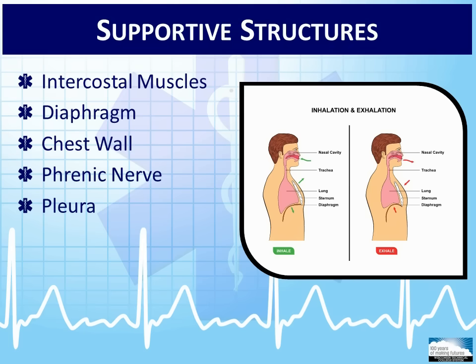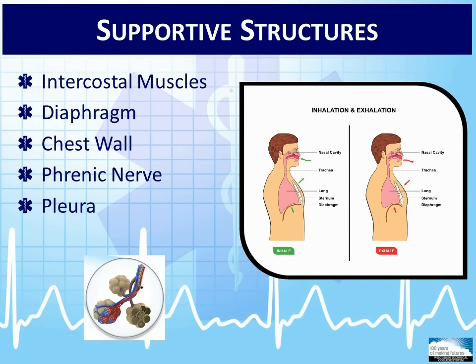Lastly, the respiratory system has to connect with the circulatory system at some point so that oxygen and carbon dioxide can be exchanged. This process occurs in the alveoli, which are covered by pulmonary capillaries.